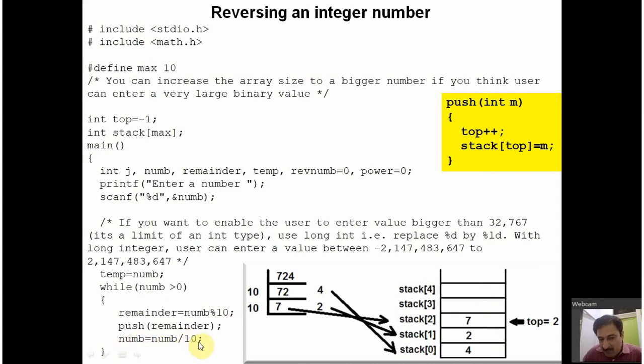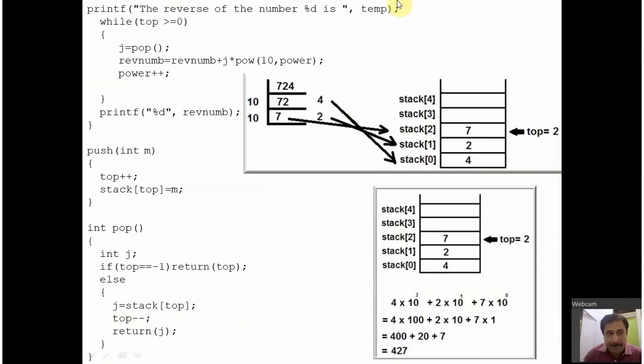Divide 7 by 10. The answer will be 0.7. That will be truncated to 0. Num will be assigned value 0. The control will come over here. It will check this logical expression. Is 0 greater than 0? No. That means this while loop will get terminated. Control will come here. Procedure of popping from the stack will be done.